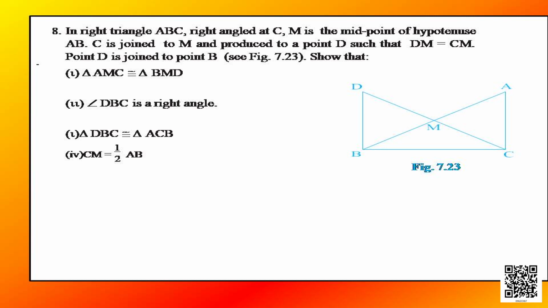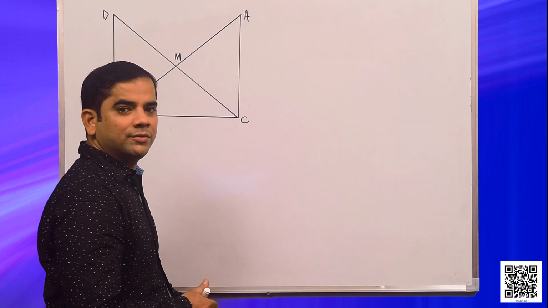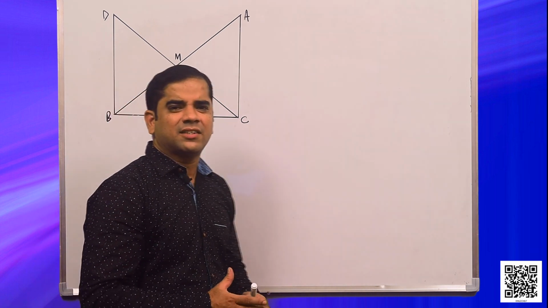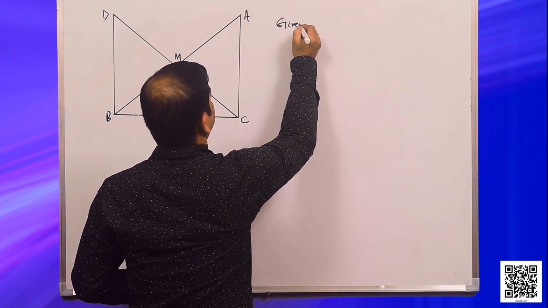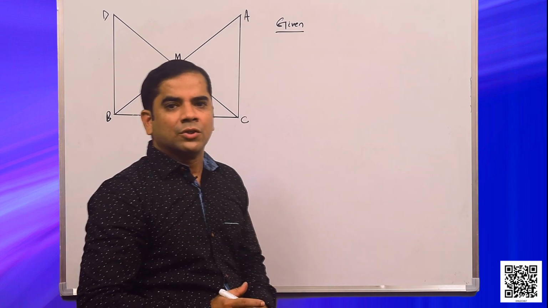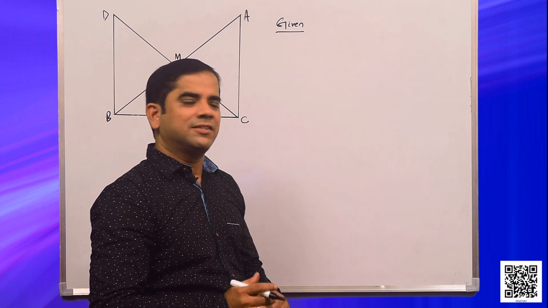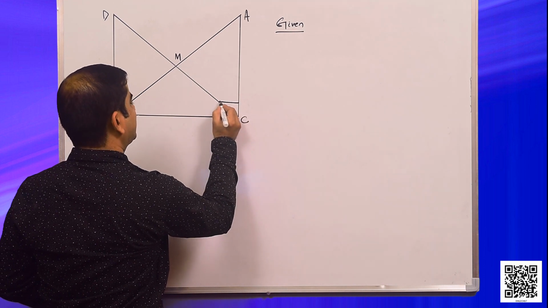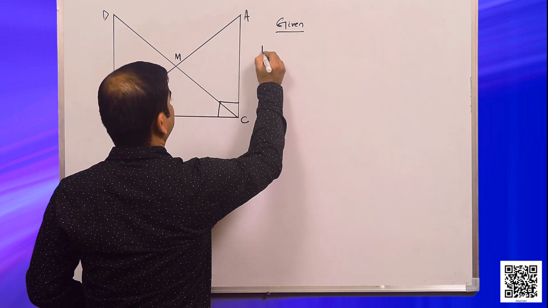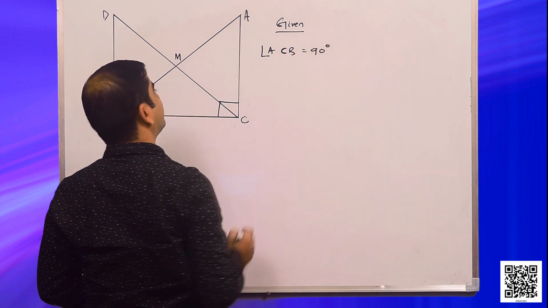Fine. So, let me draw the diagram first. Students, I have drawn the diagram as per your book. So, let us discuss the given data first. It is given that ABC is a right angle triangle. Fine. ABC is right angled at C. That means angle ACB is equal to 90 degrees.